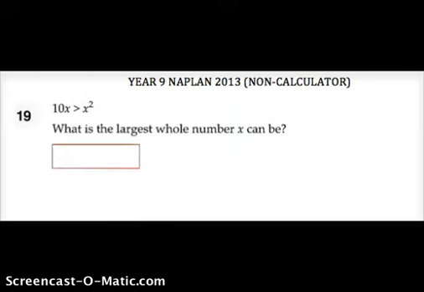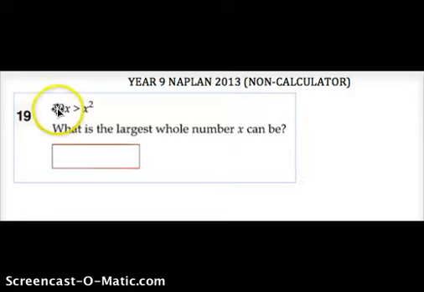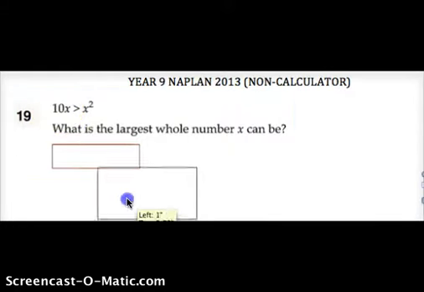Now what we can do, we can try some values of x. Now we know that, for example, we might try x is 10 because 10 times 10, we'll try that first.